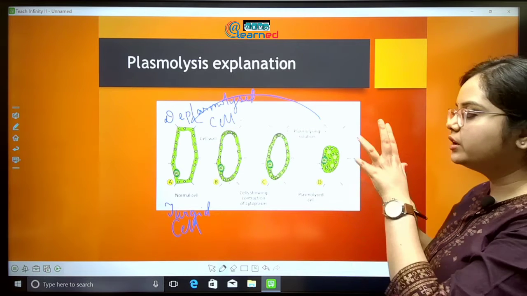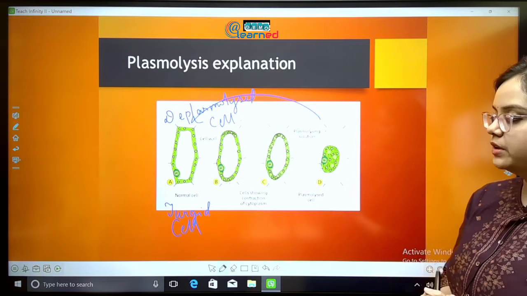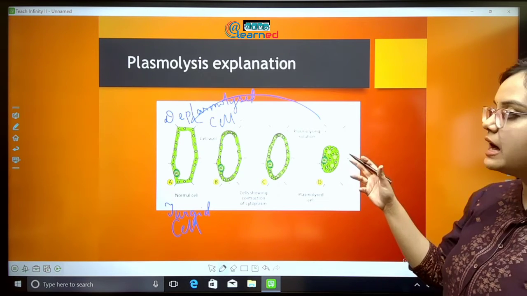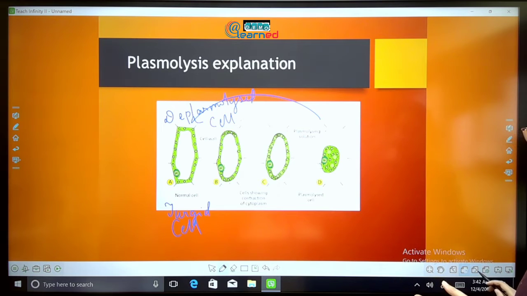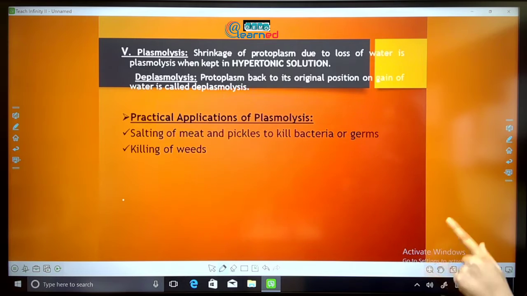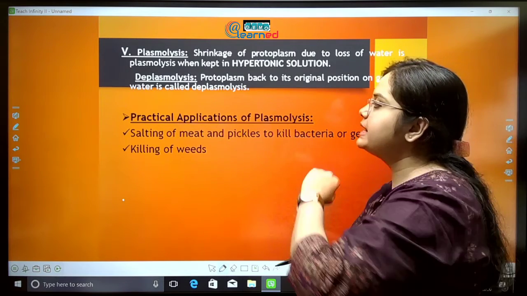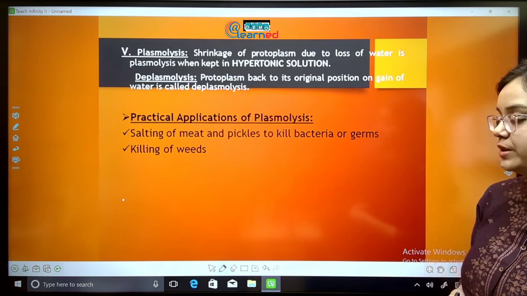This diagram is very important for your further questions. Further questions can be asked. This has been asked in your previous classes also. We will move on to our previous slide only. We have omitted this portion, practical applications of plasmolysis. Now, how can you apply plasmolysis on a day-to-day basis?